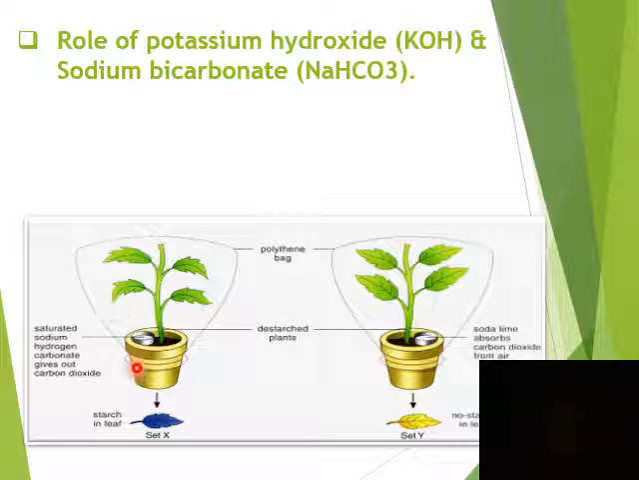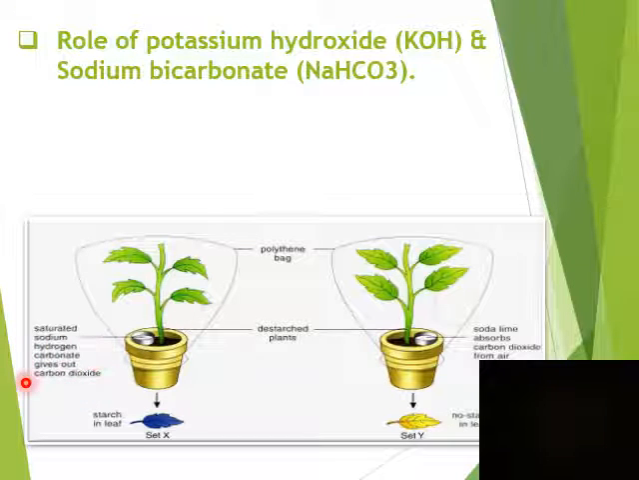Look here at this plant. We have a green plant. These starched plants, it means that they didn't produce starch yet, are covered by a polyethylene bag. In this plant, what do we have? They placed saturated sodium hydrogen carbonate, in other words, sodium bicarbonate. And its role is mentioned here.